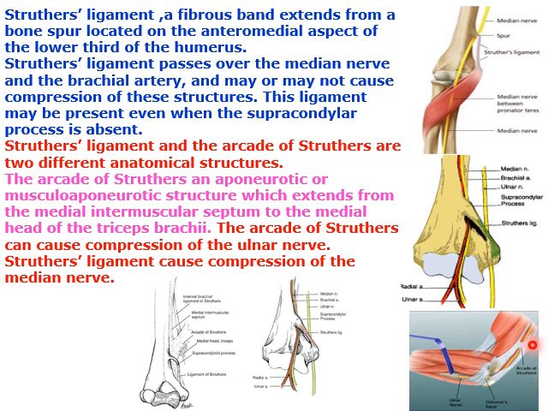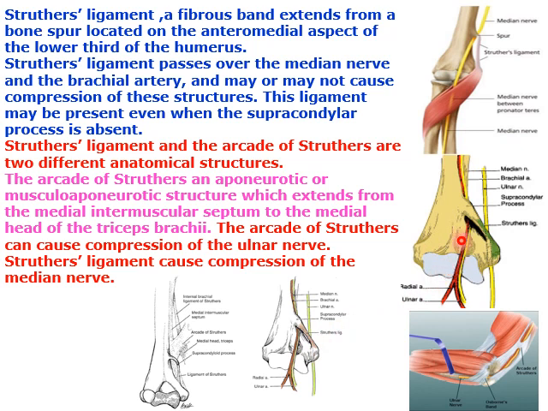The arcade of Struthers is nothing but an aponeurotic structure, a sheet of aponeurotic structure which extends from the medial intermuscular septum to the medial head of triceps. This arcade of Struthers may compress the ulnar nerve. The ligament of Struthers compresses the median nerve.